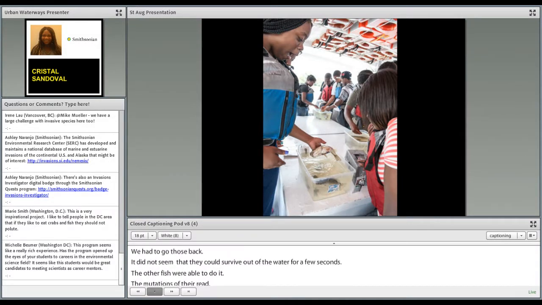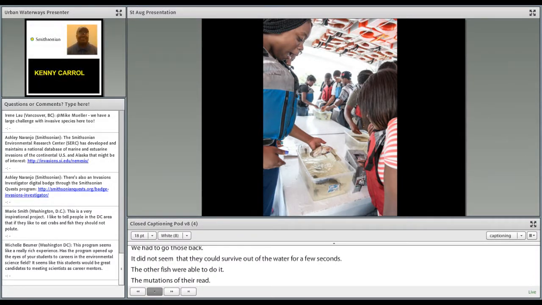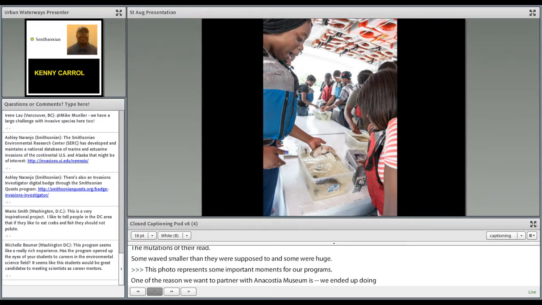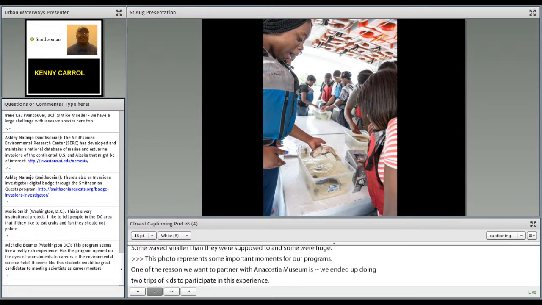And also, I want to say this photo represents some important moments for our program, and one of the reasons we wanted to partner with the Anacostia Community Museum. We ended up doing two trips of kids, about 35 to 40 kids who participated in this experience. Tony said, when we started initially in the classroom, telling them what we were going to do and how, kids were afraid to get on the water.